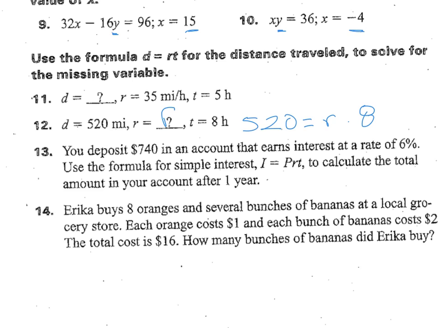In number 13, it says you deposit $740 in an account that earns an interest rate of 6%. We're going to use the formula interest equals principal times rate times time to figure out the total amount in your account after 1 year. When I do word problems, I like to label what they are. The deposit is your principal amount. Your rate is your interest rate, the R. We never use it as 6%; you change it to a decimal, which is 0.06. Your time is 1 year, so there's your T. Just plug in all three and multiply them together.